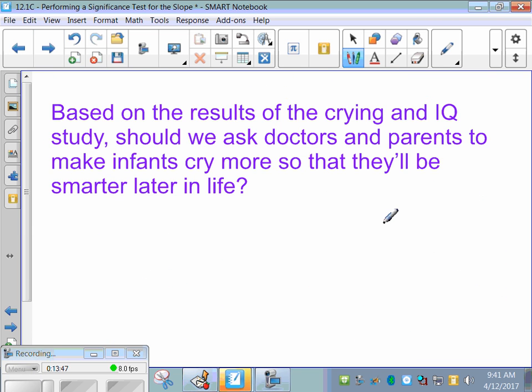All right, based on the results of crying and IQ, should we hit our babies with rubber bands so they'll be smarter? This is back to chapter 3, where correlation does not mean causation. There's just correlation between the two. One thing doesn't cause the other. When you're doing linear regression, yes, there's a positive relationship. That doesn't mean that doing this to your baby is going to make it smarter. I mean, you can try it, David, if you want to.